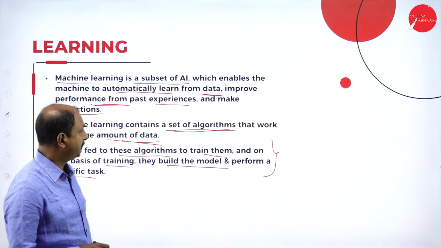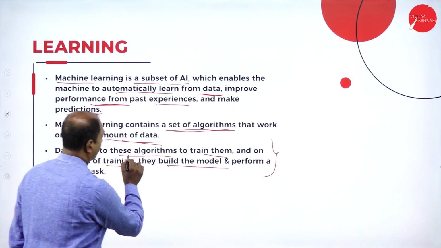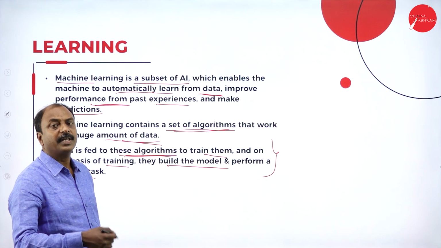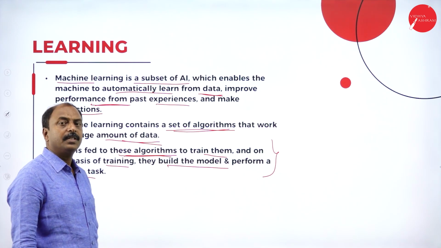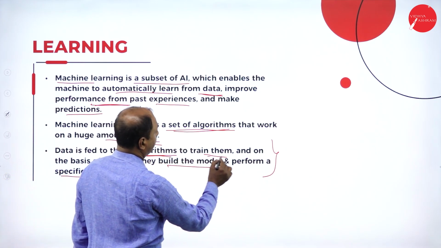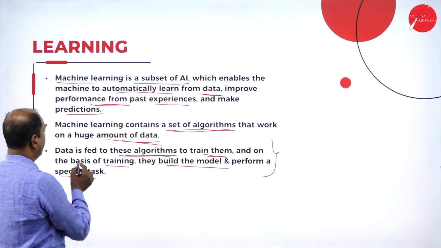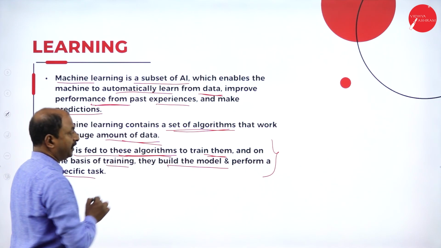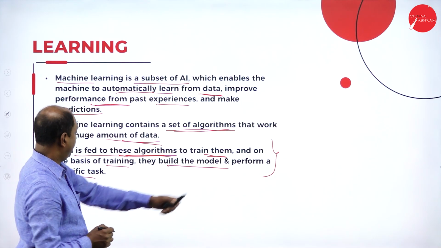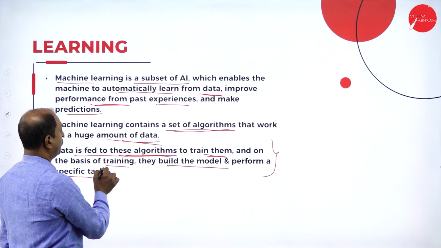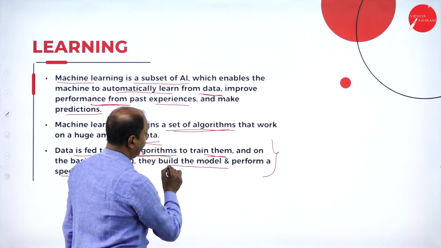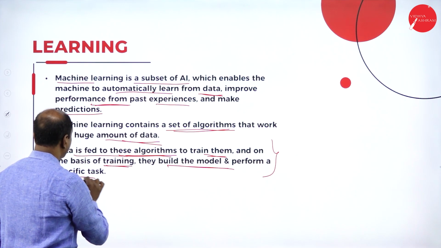So what is the meaning of this here? Here we know algorithms. All AI systems work with different types of algorithms based on the input as well as circumstances. And we are going to train them with the algorithms, and data is fed to these algorithms. With the help of the algorithm we are going to train the machine or train the computer, and they will build their own model and perform a specific task.